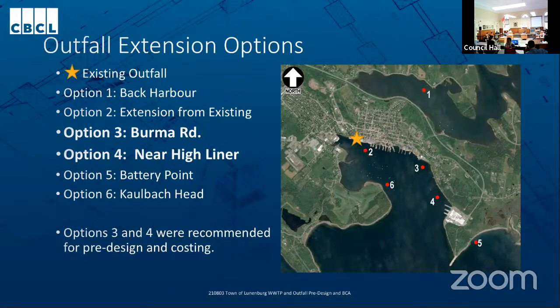So for the outfall extension, we looked initially at 6 different options. The location of the existing outfall is shown at the star, and we looked at 6 other options spread around the front and the back harbor. And going through a Kepner-Tregoe decision analysis process, the top 2 options of these 6 were option 3 at Burma Road and option 4 near Highliner. And these were the 2 that were recommended after the initial memo and dispersion modeling to take forward for pre-design and costing. So I'll update you on options 3 and 4 today. Okay, next slide, please.